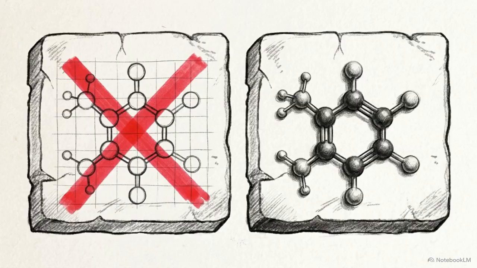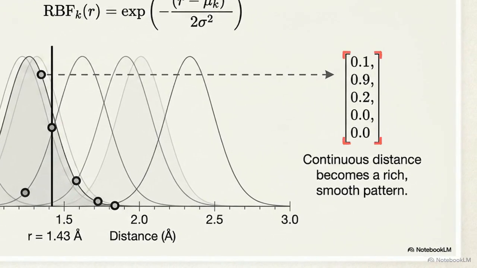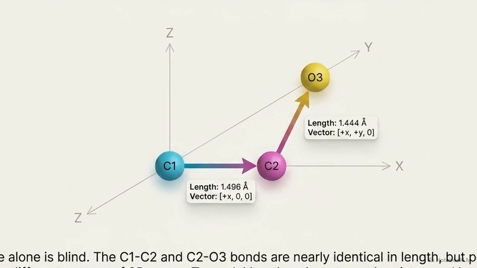Standard topological graphs do not account for 3D coordinates or stereochemistry. They track connections but remain unaware of spatial orientation. To reflect physical reality, algorithms use radial basis functions. These convert a single distance measurement into a soft histogram of vector activations, providing a smooth pattern for the model to learn from. Because distance alone cannot resolve bond angles, models use spherical harmonics. These encode the exact 3D angular orientation of atoms along the x, y, and z axes.